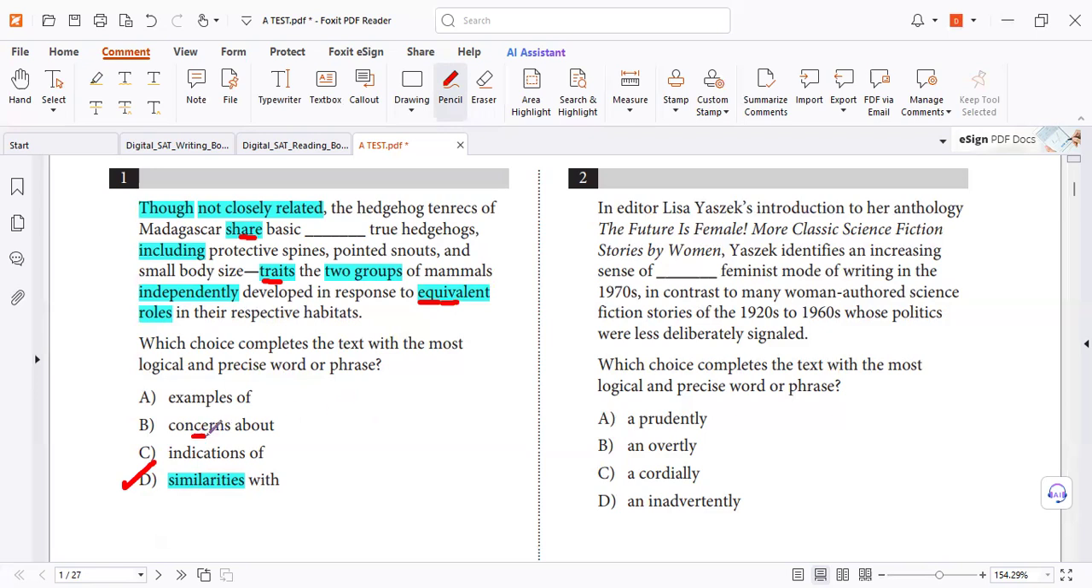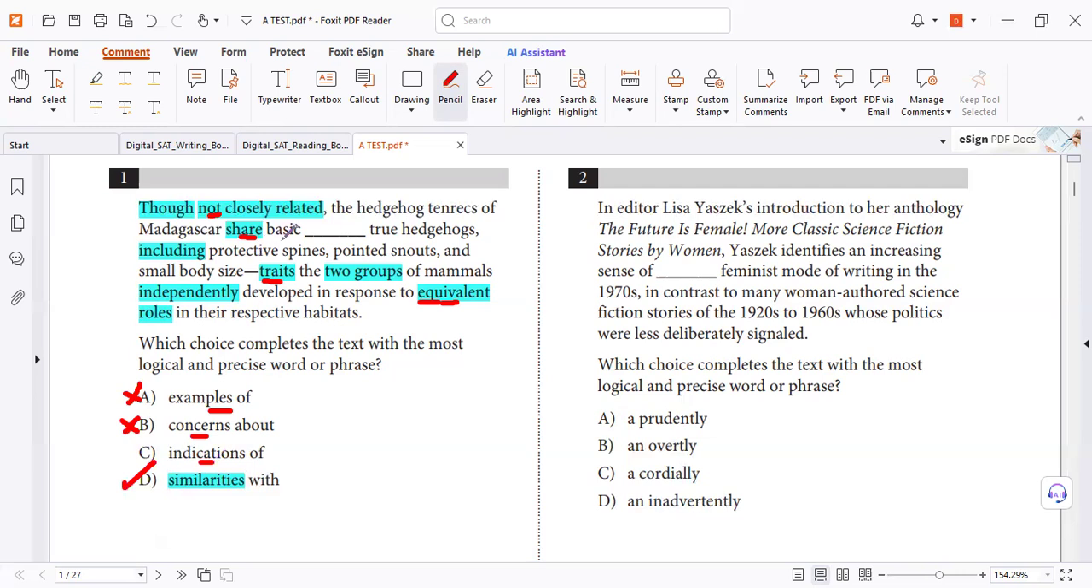But wait, why not concerns? Because we're not talking about concerns or fears of something out of context. Example: if we have an example, it must not be opposite, because an example proves the previous idea, not the opposite. So look, indications means evidence. Indications means evidence. Remember.